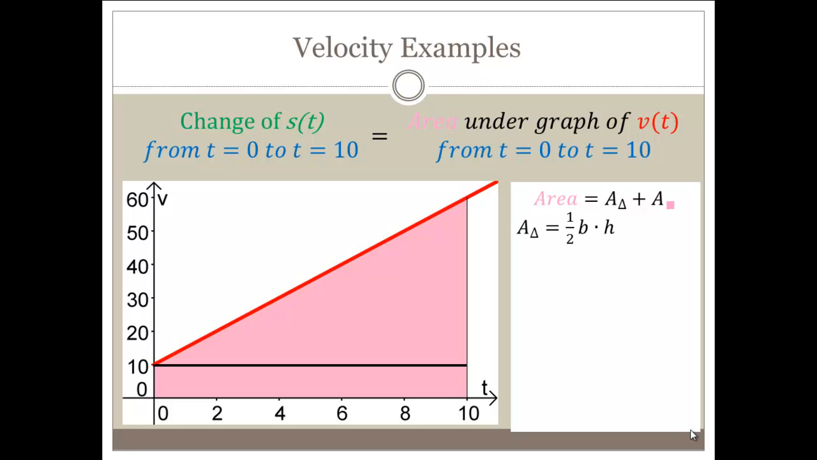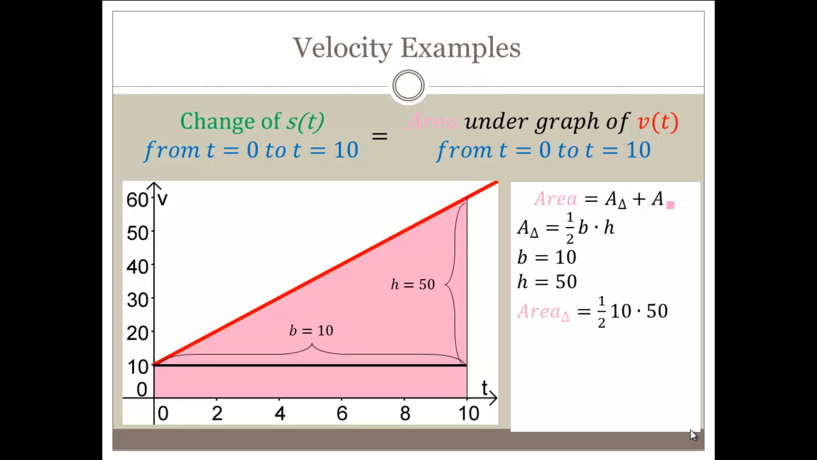Like last time, to compute the area of the triangle, we will use that the area is 1/2 base times height. Once again, our base is 10 and our height is 50 because it changes from a starting velocity of 10 to an ending velocity of 60. So the area of the triangle again is 1/2 times 10 times 50, which is 250.